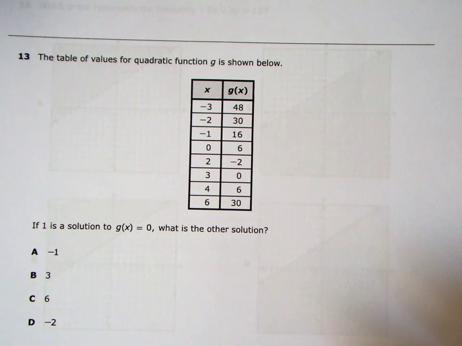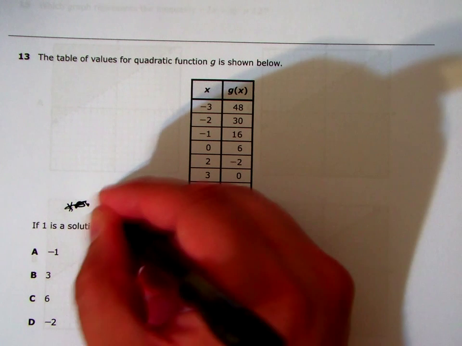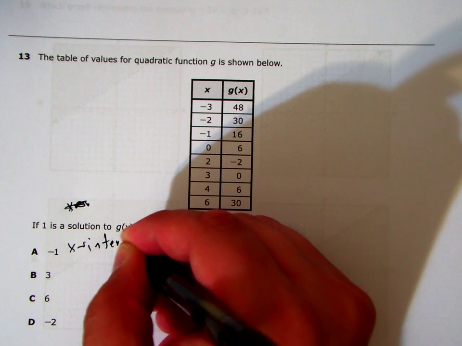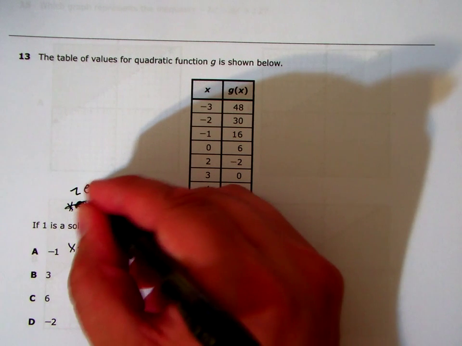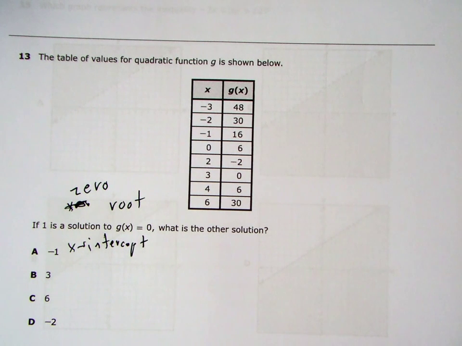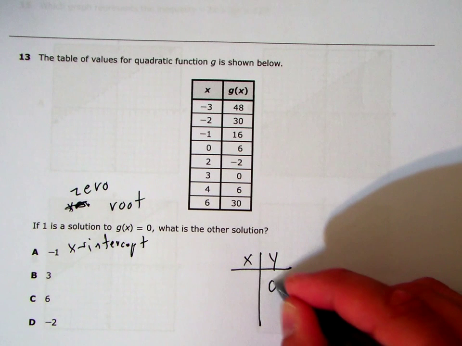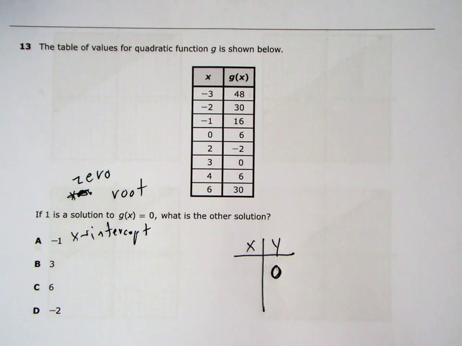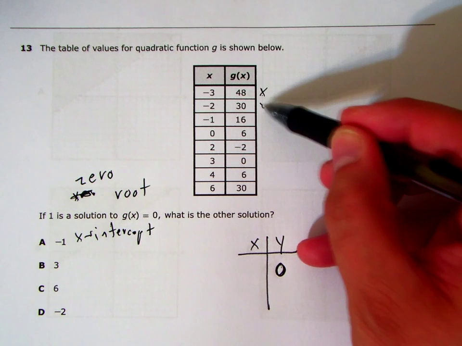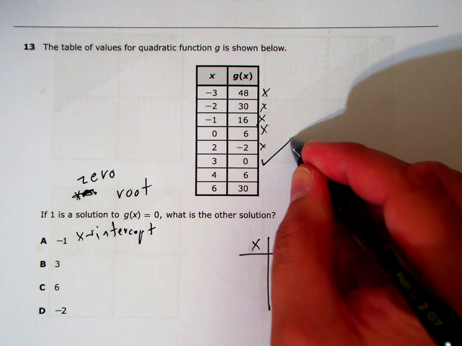They want a solution. They want a value of x. They want an x-intercept. What else is it called? A zero. They want a root. All of these have the same meaning. The way you find it is you want to know when y is equal to 0. When is y 0 here? Not here, not here, not here. Right here, y is 0.